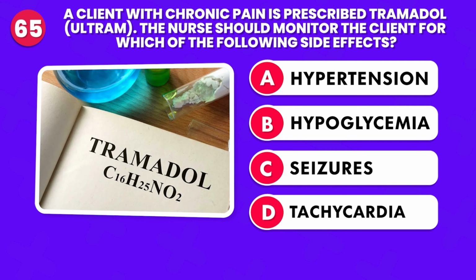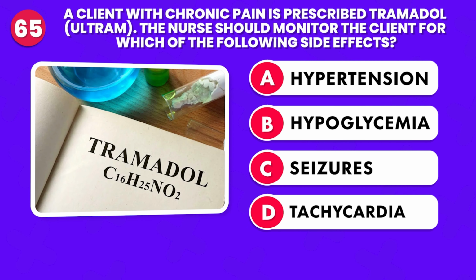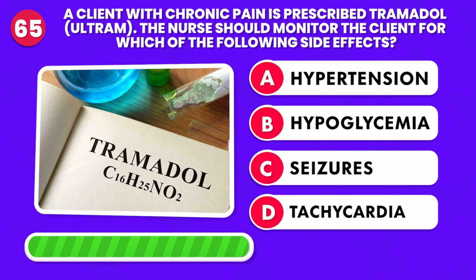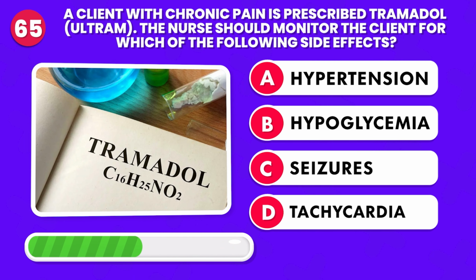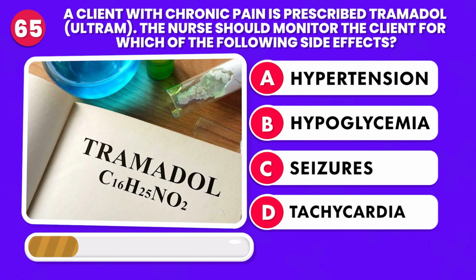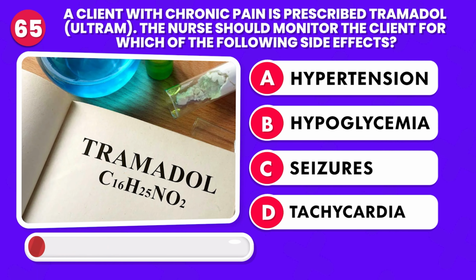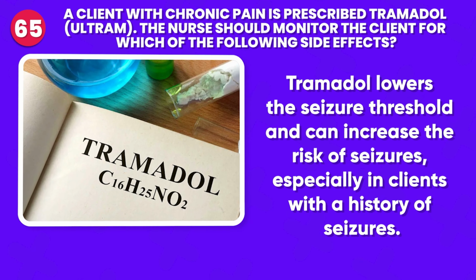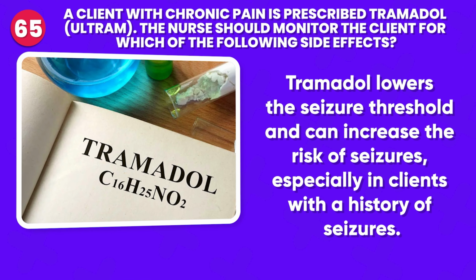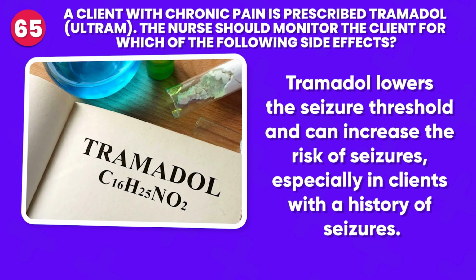A client with chronic pain is prescribed tramadol, Ultram. The nurse should monitor the client for which of the following side effects? A. Hypertension. B. Hypoglycemia. C. Seizures. D. Tachycardia. It's C. Seizures. Tramadol lowers the seizure threshold and can increase the risk of seizures, especially in clients with a history of seizures.